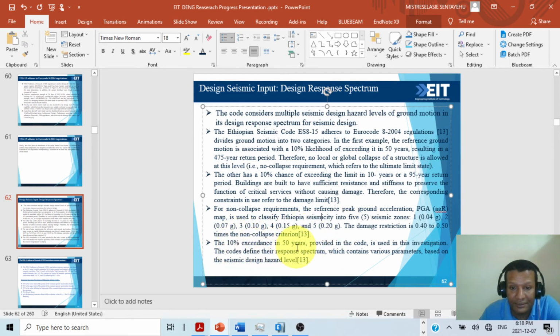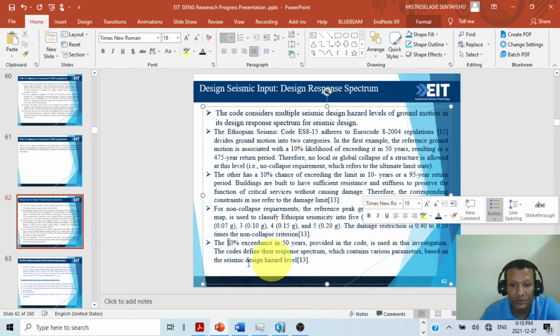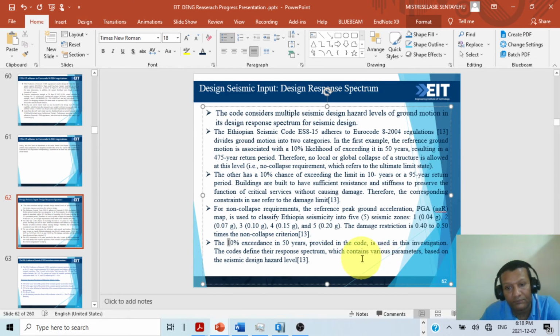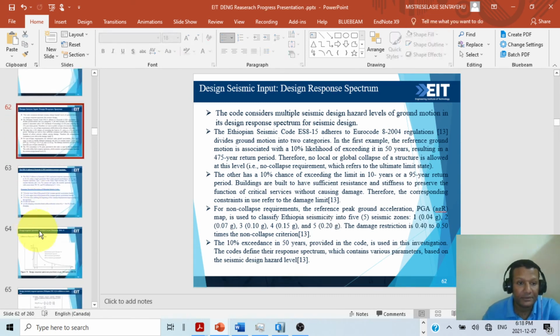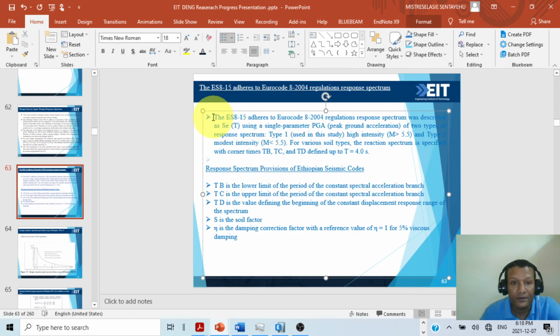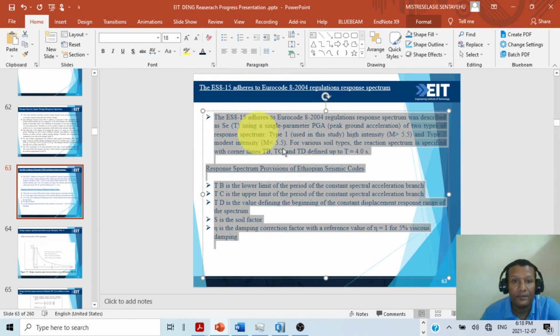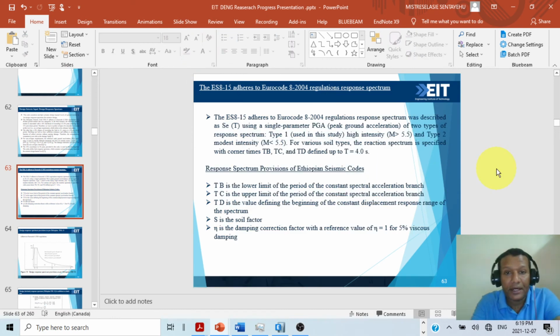The 10% exceedance in 50 years provided in the code is used in this investigation. The 475 return period is used in this investigation. The code defines its response spectrum, which contains various parameters based on the seismic design hazard levels. Okay. So the ES 815 adheres to Eurocode 8 2004 regulation response spectrum. The code was described using a single parameter PGA of two types of response spectrum.